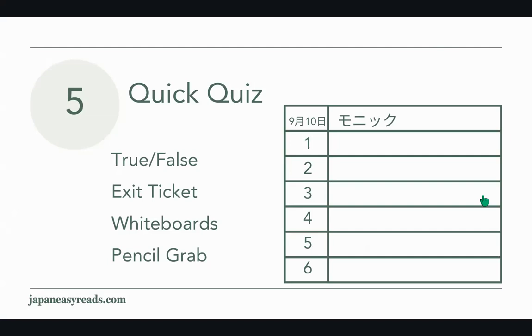So it would be something like, Fritsu wa tabemono ga suki janai desu. Now that's incorrect. So no one would touch the pencil. If someone did, their partner gets the point.